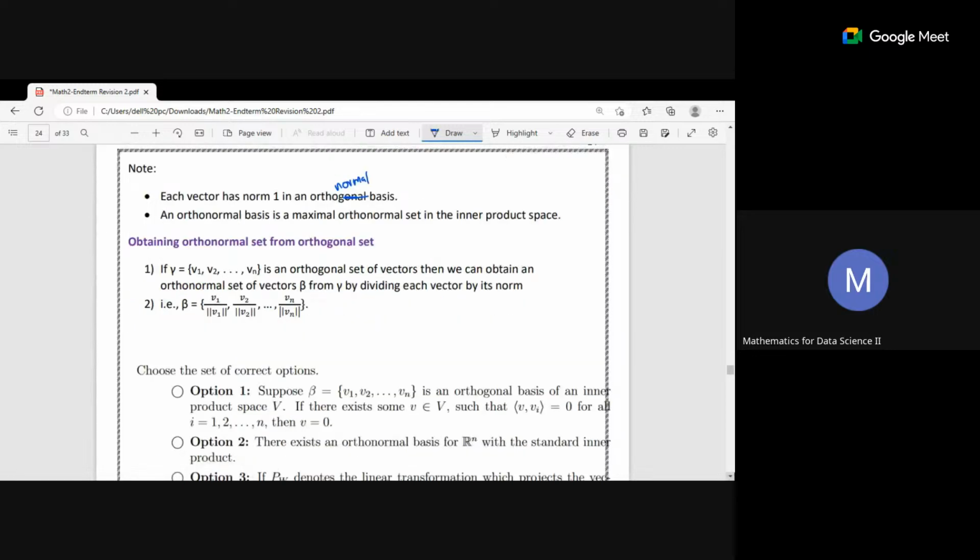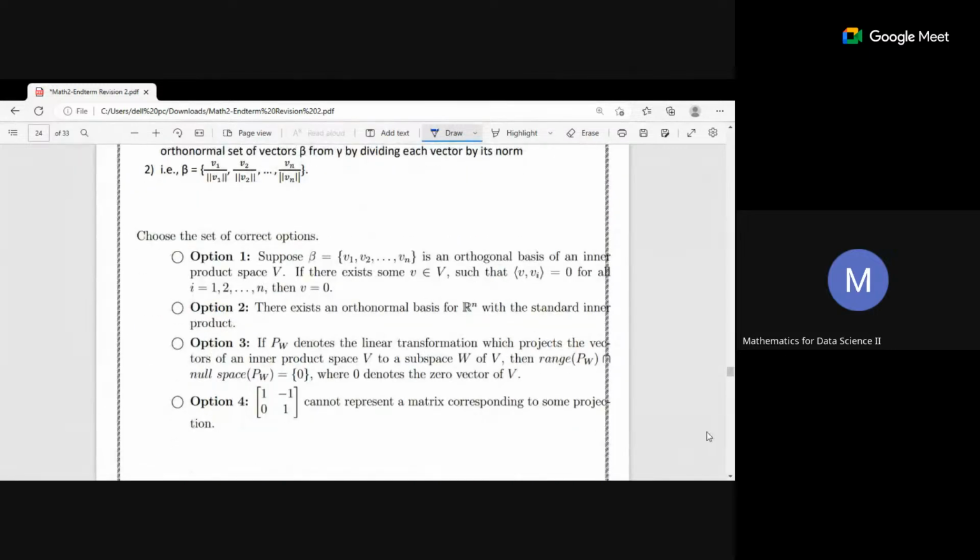Okay, fine. Now look at this question. I have not yet started projection, but anyway, no problem. Suppose beta is an orthogonal basis of an inner product space. If there exists v in V such that inner product v comma vi is 0 for all i equal to 1 to n, then v is equal to 0. Is this true? Yes or no? Yes, ma'am. So you see, this is a basis, and an element is orthogonal to all the basis elements, so the vector itself should be 0, right? So how do you prove that?